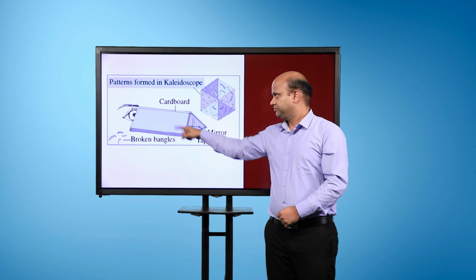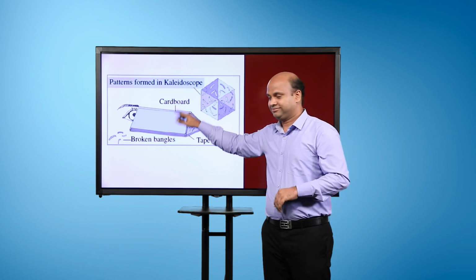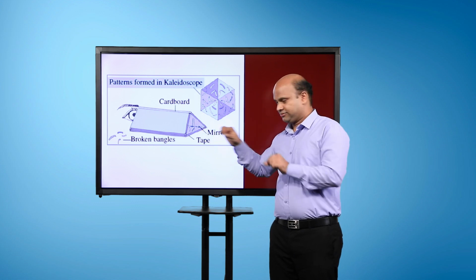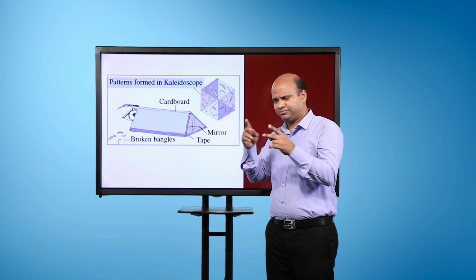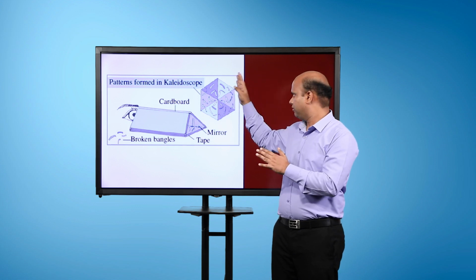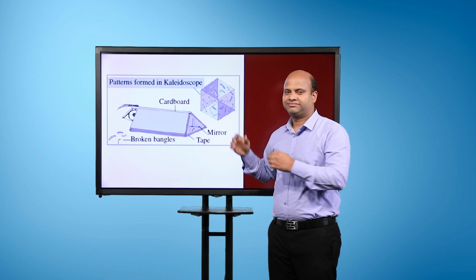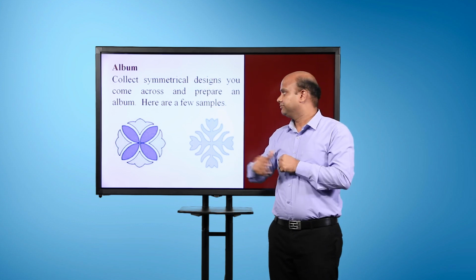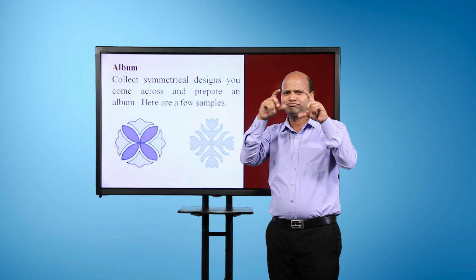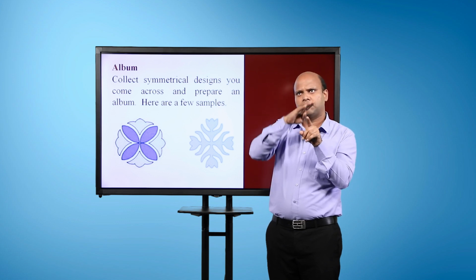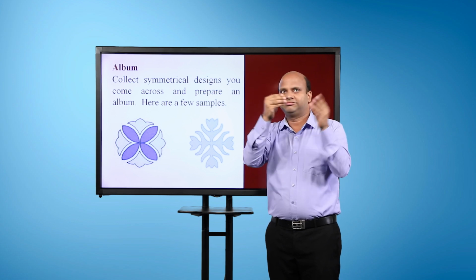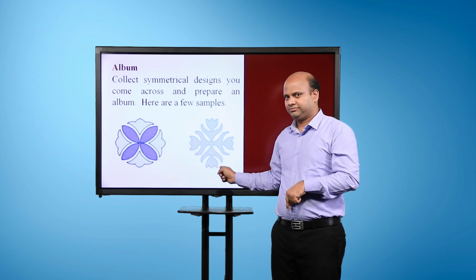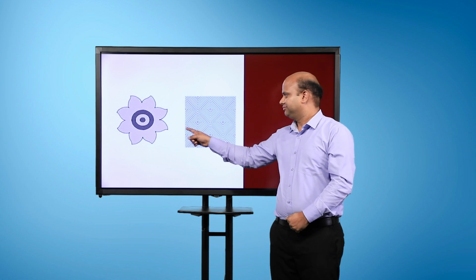We have the picture of a kaleidoscope being made out of cardboard, which shows the mirror, the tape and everything. Some broken bangles are used to create patterns formed in kaleidoscope. Album. Collect symmetrical designs you come across and prepare an album. Here are a few samples. We have some figures of different objects with lines of symmetries.